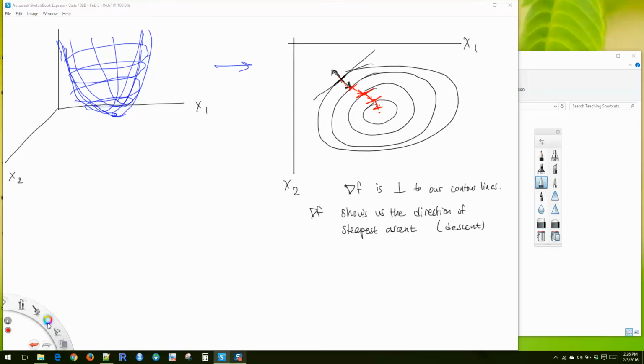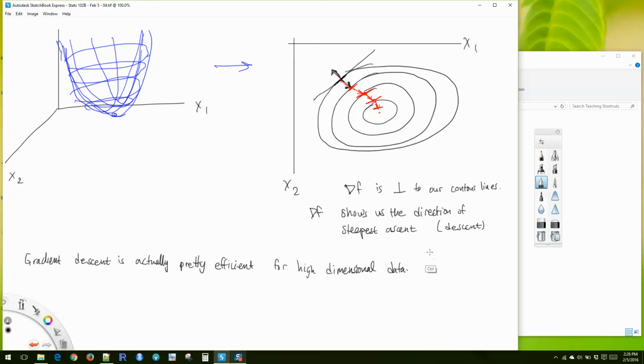And gradient descent is actually pretty efficient for high-dimensional data.